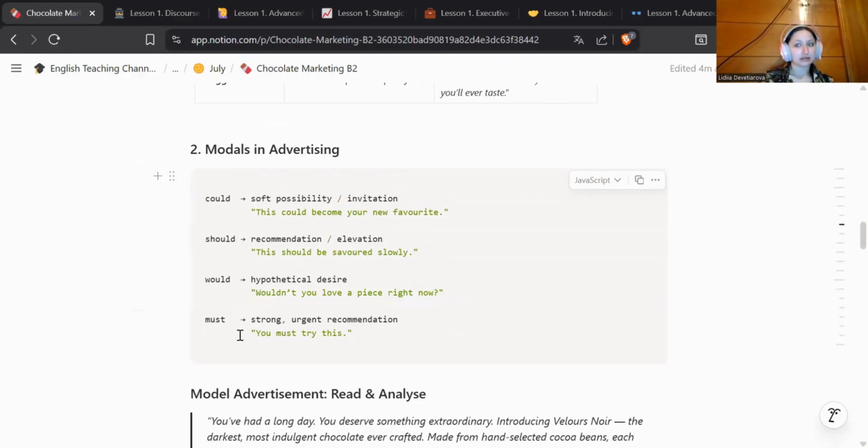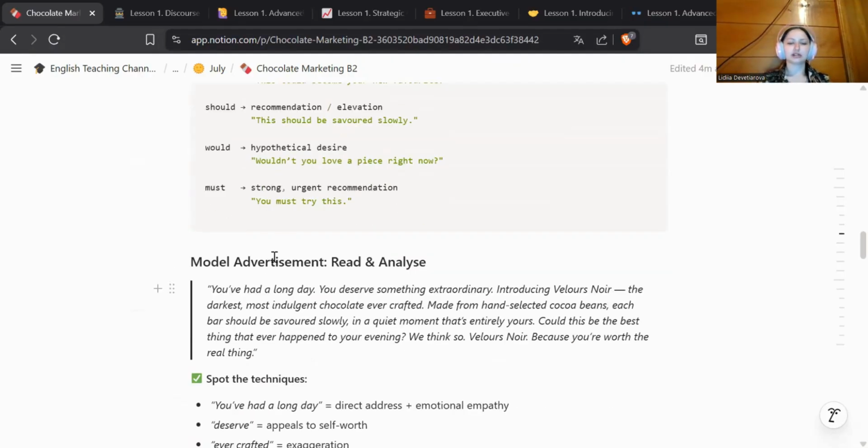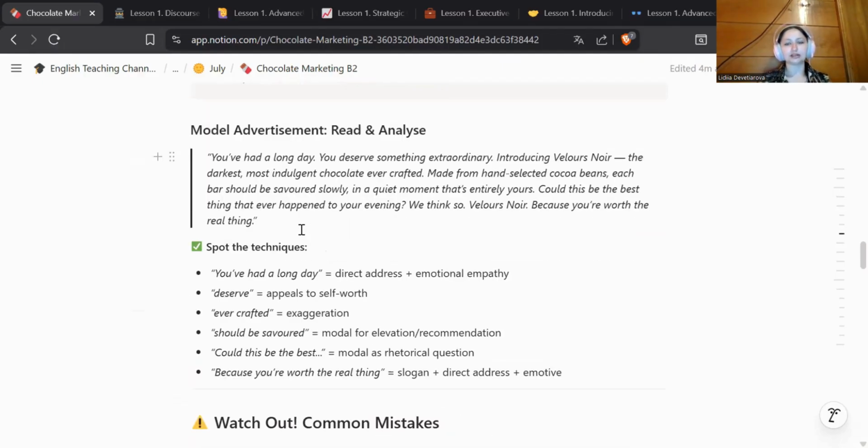And must. Must is a strong, urgent recommendation. You must try this. That's when I was selling a pen. I believe I said, oh my gosh, you must buy this pen. You must get this pen. Like, I strongly recommend you this, yeah? Here is a little model advertisement. The task in here is to read and analyze it.